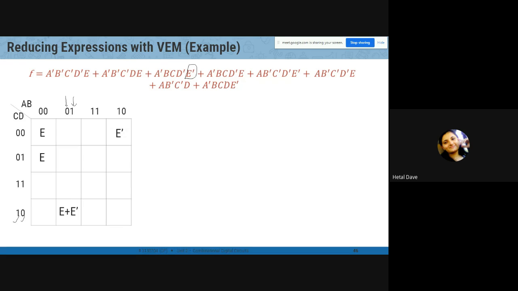Next, E bar. Now A, B bar, C bar, D. Can anyone tell me, for A, B bar, C bar, D, in this place, please look at here, directly E or E bar is written. Why is it so? Why is E or E bar written? What is the purpose?